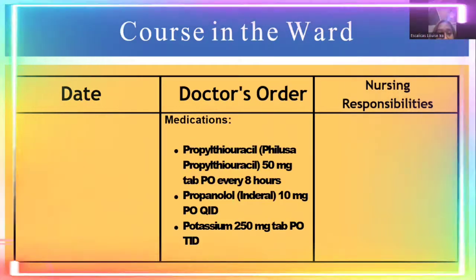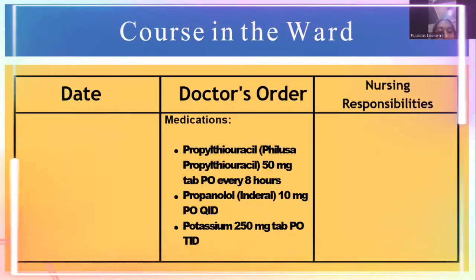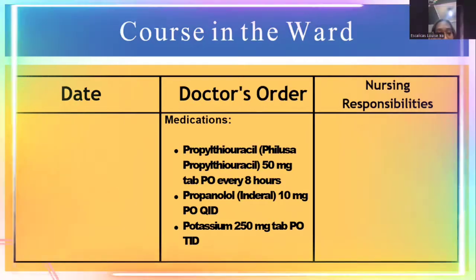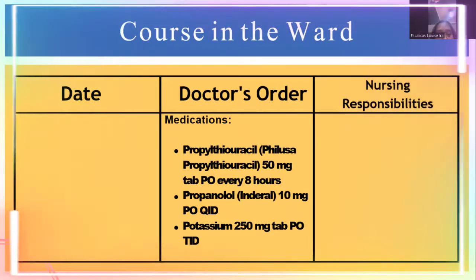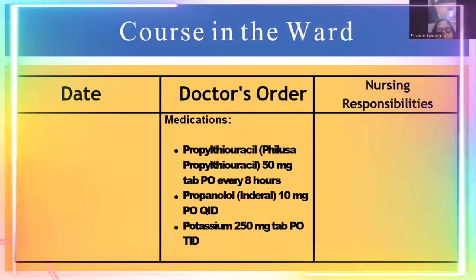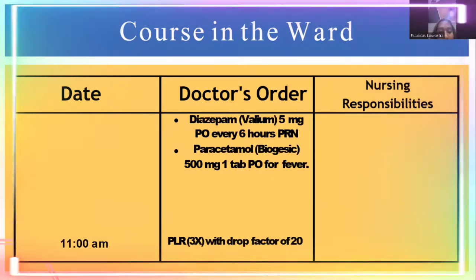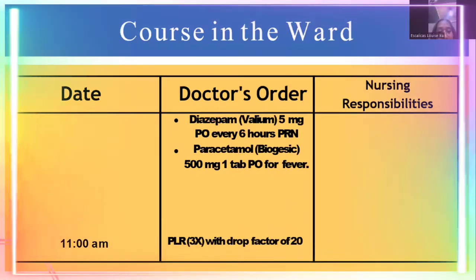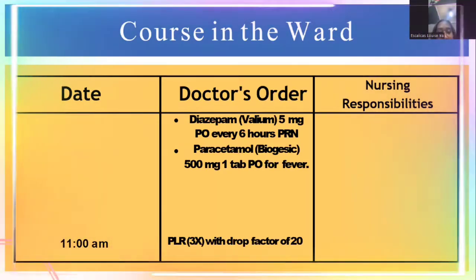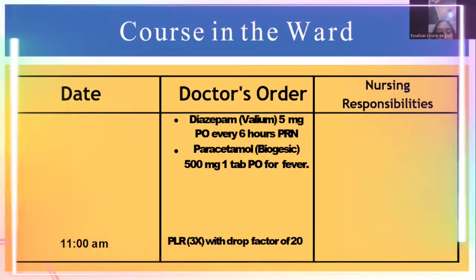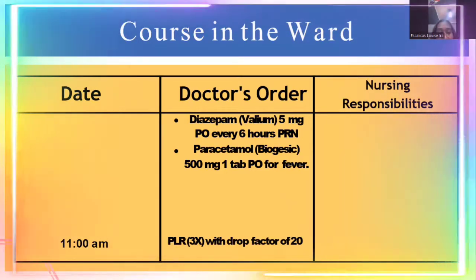For the medications, propylthiouracil 50 mg tab every 8 hours. Propranolol 10 mg every 4 hours. Potassium 250 mg tab TID. Diazepam Valium 5 mg PO every 6 hours PRN. Paracetamol Biogesic 500 milligrams 1 tab PO for fever. At 11 a.m., PLR 3x with drop factor of 20.